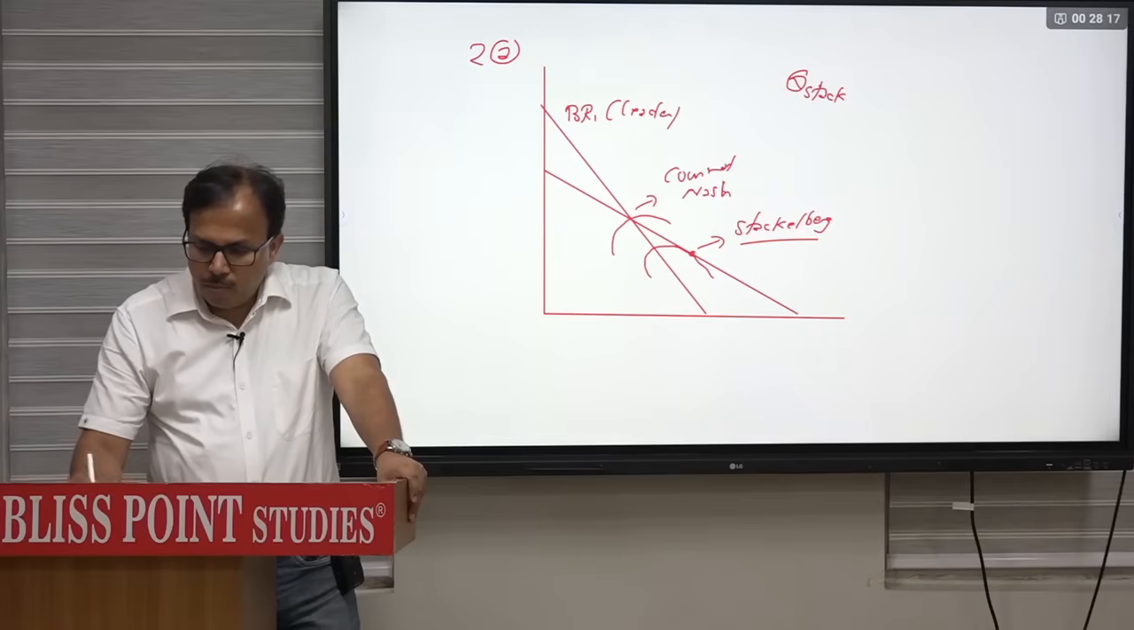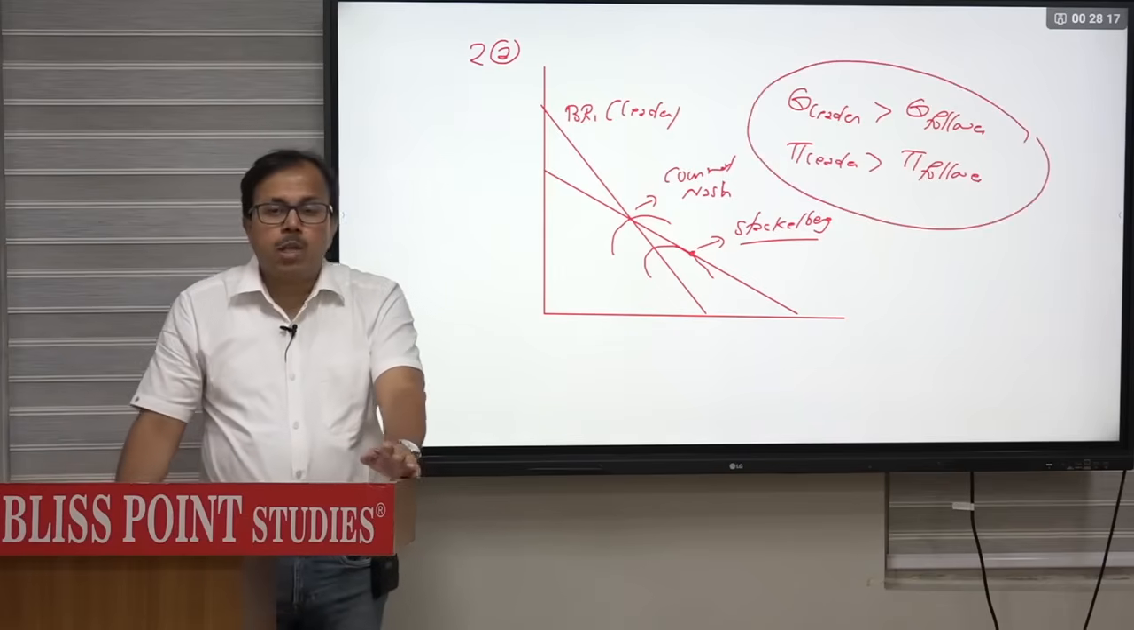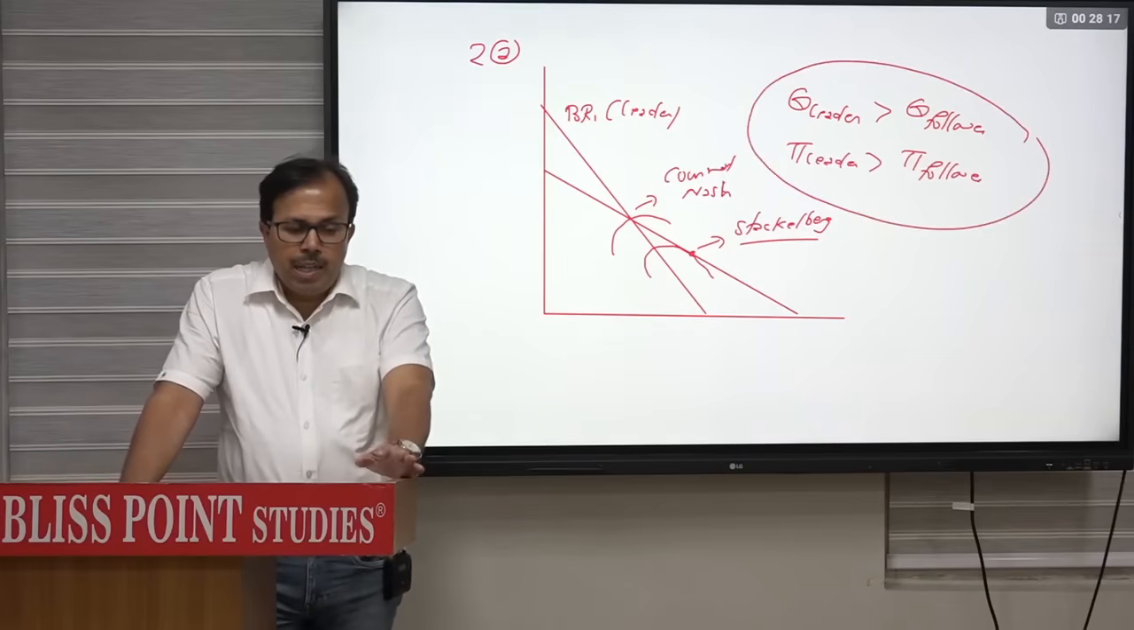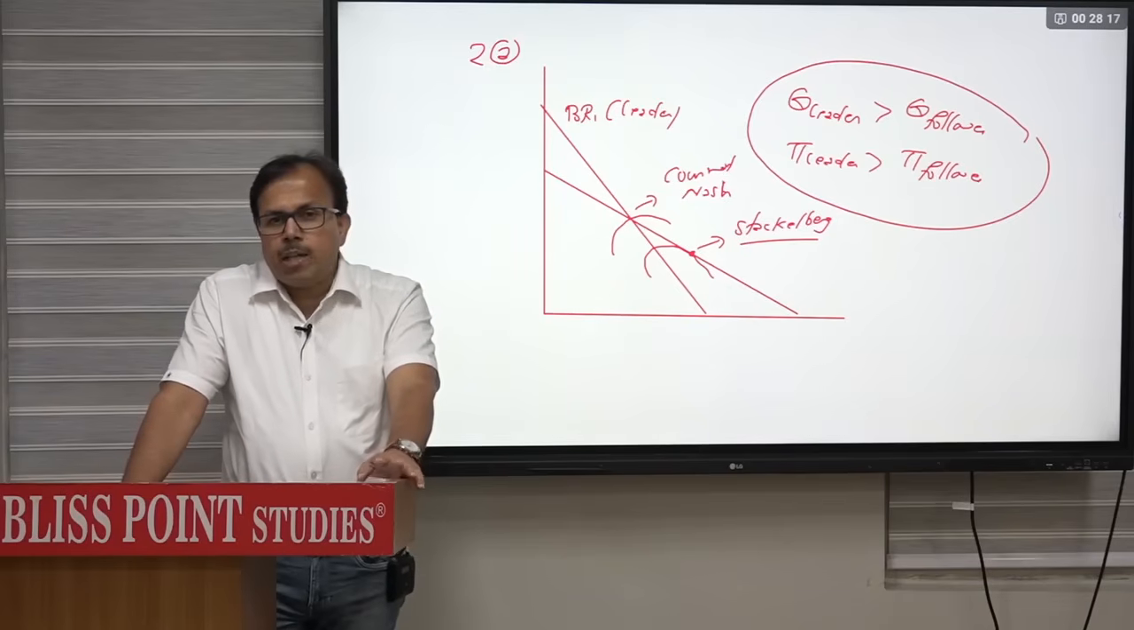for the leader, the quantity produced by the leader will be more as compared to the quantity produced by the follower, and naturally the profit of the leader will also be more than the profit of the follower. And if you compare this with the coordinate model, in comparison to the coordinate model also the leader is producing more and the profit of the leader will be more and the follower's profit will be less because the quantity will also be less.